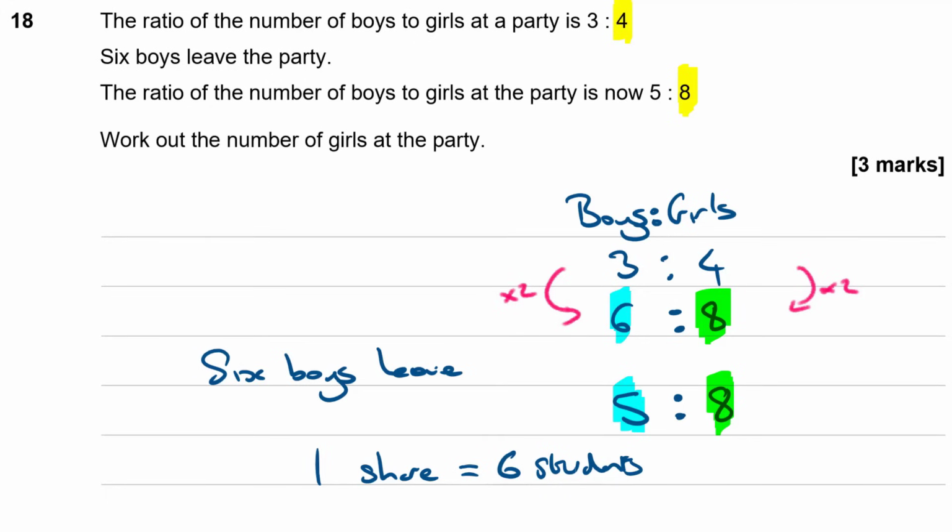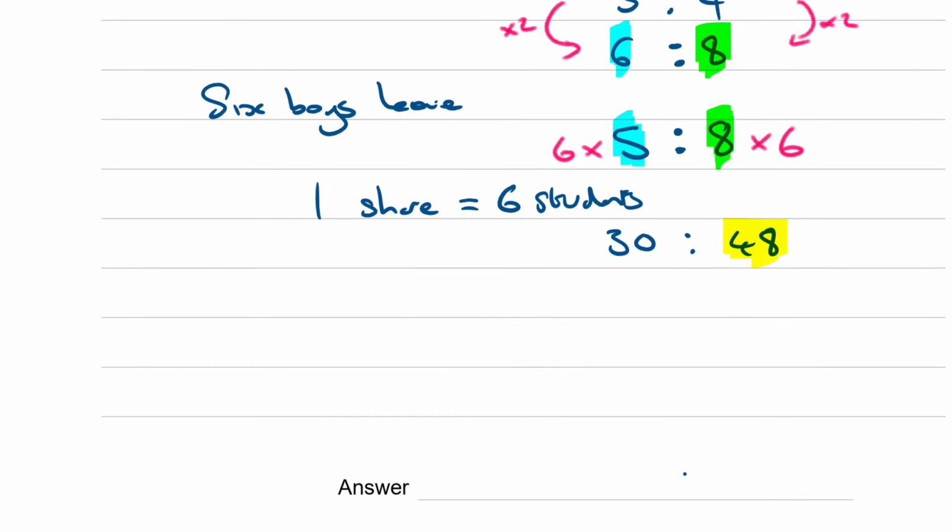So if we then take our ratio of boys to girls and times it up by a factor of 6, we'll find the number of students of each type overall. So 6 times 5, there should be 30 boys, and 8 times 6 should be 48 girls. So we need to work out the number of girls at the party, which is this number here, 48. Girls at the party, 48.